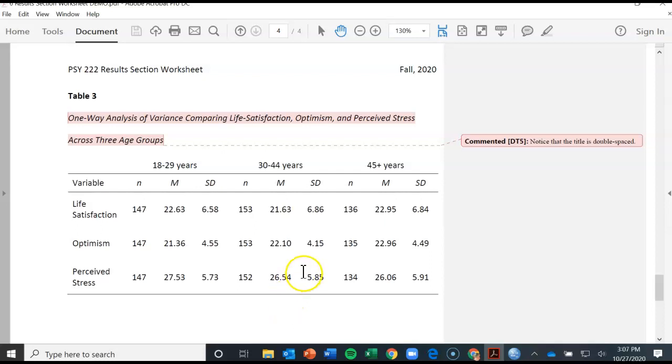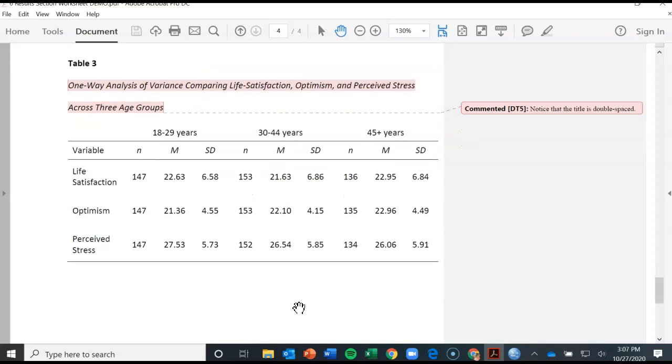Now, another way you could format this, you could put your age in the rows and your variables in the columns. It's more conventional, though, to put the grouping variable across the top and the dependent variables down the vertical. I've seen it done both ways, but the APA manual suggests that you have the grouping variable across the top on the horizontal and your dependent variables on the vertical.